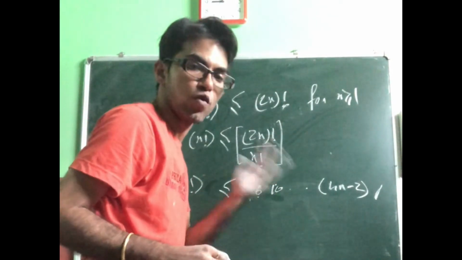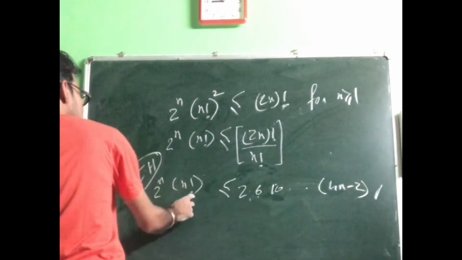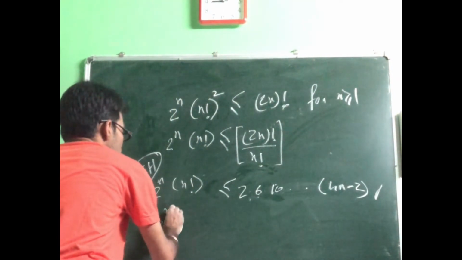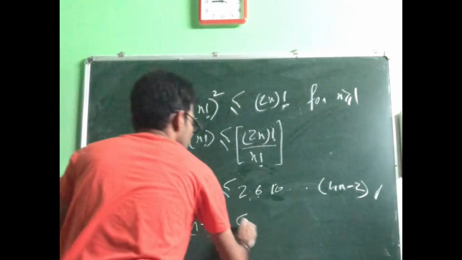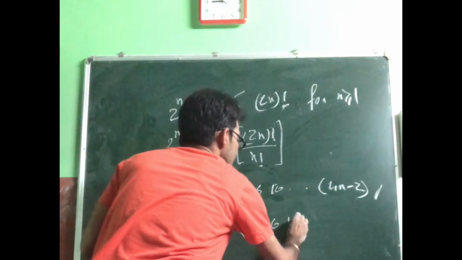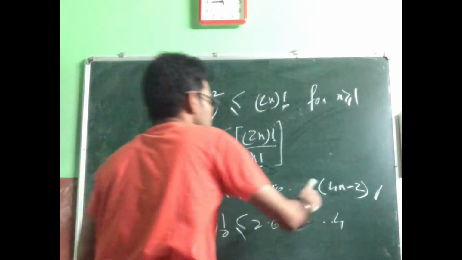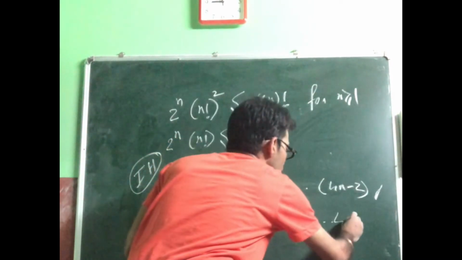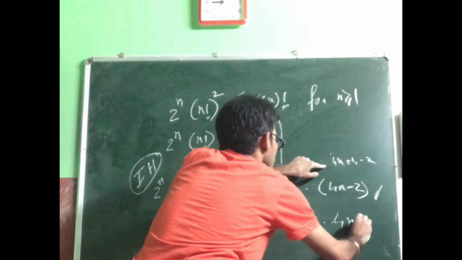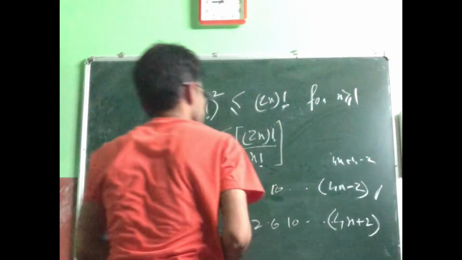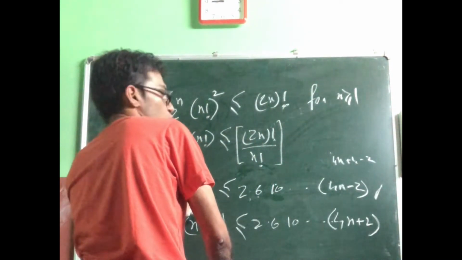Next, I am trying to prove whether the statement holds true for n equal to n plus 1. So I am replacing n with n plus 1. This becomes 2 to the power n plus 1 into n plus 1 factorial, which is less than or equal to 2 into 6 into 10 all the way to 4 times n plus 1 minus 2, that is 4n plus 4 minus 2, which is 4n plus 2. So this is what I am required to prove, and this is what I have.